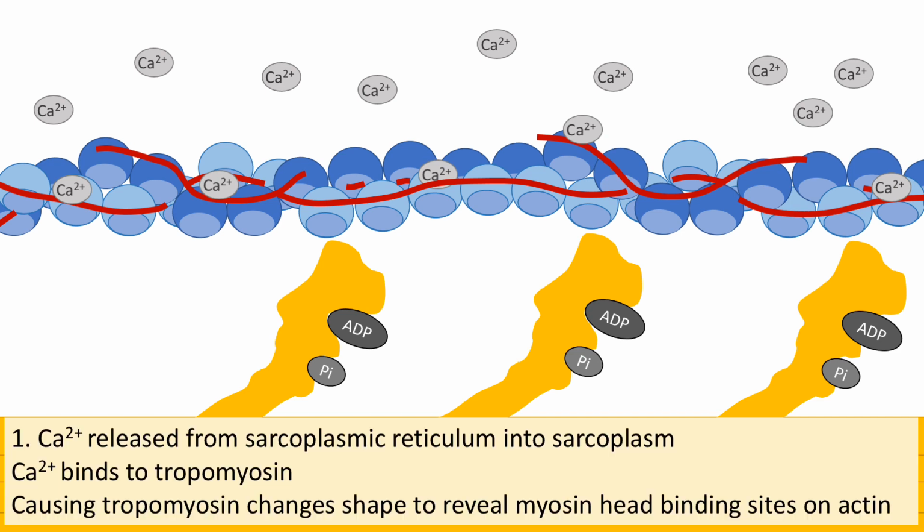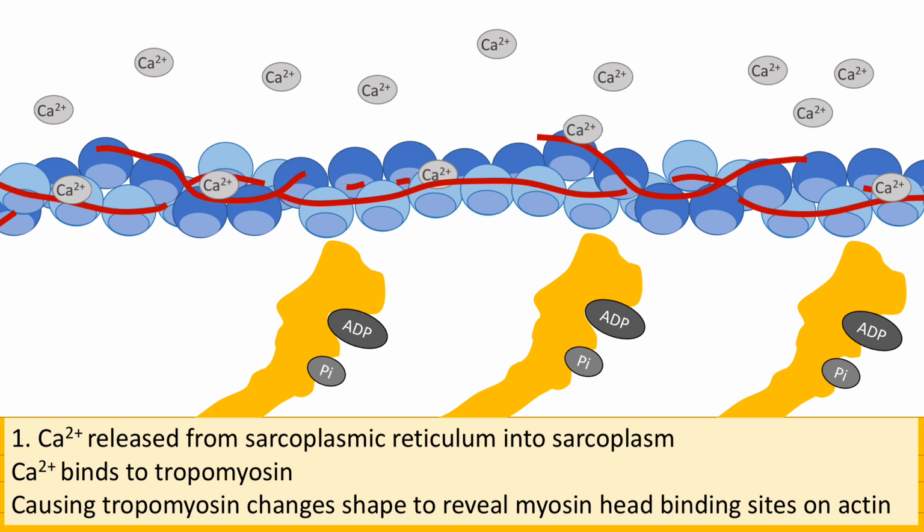And so we've got calcium released from the sarcoplasmic reticulum that increases calcium in the sarcoplasm. Those calcium ions bind to the tropomyosin, and they cause it to change its tertiary structure or change shape, and that reveals the myosin head binding sites on actin. So I've shown those myosin head binding sites as sort of paler blue on the actin there. So those circles, those lower circles.